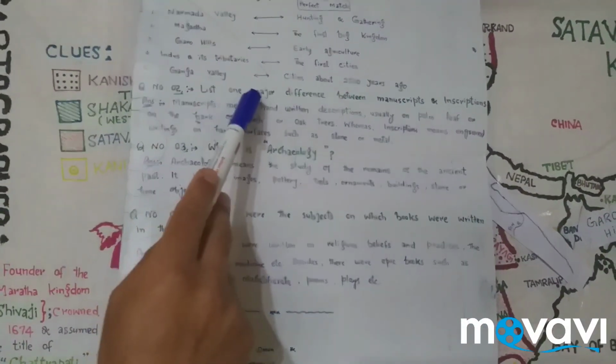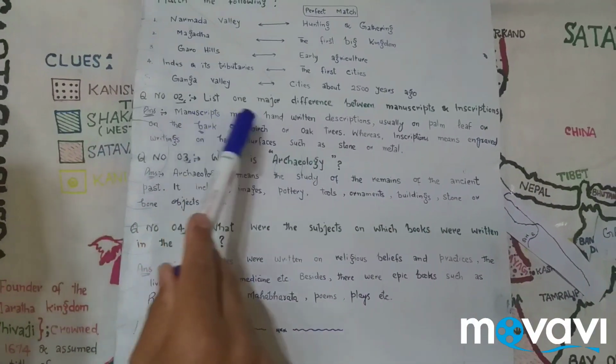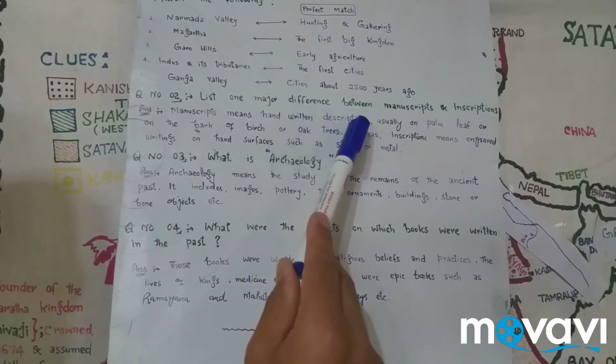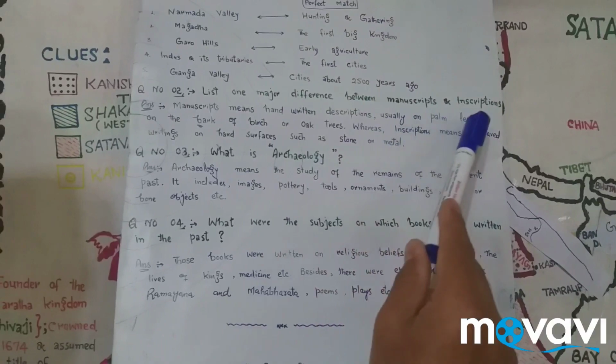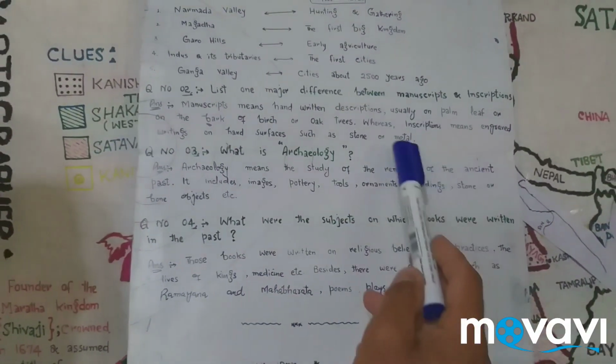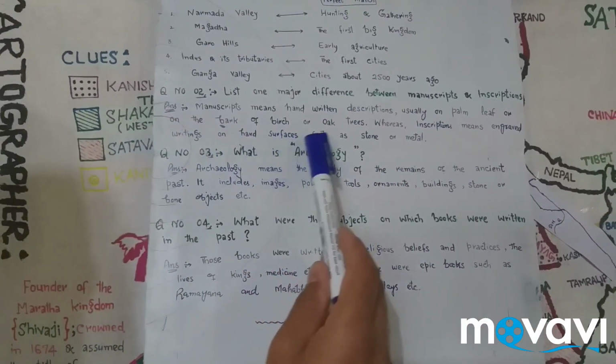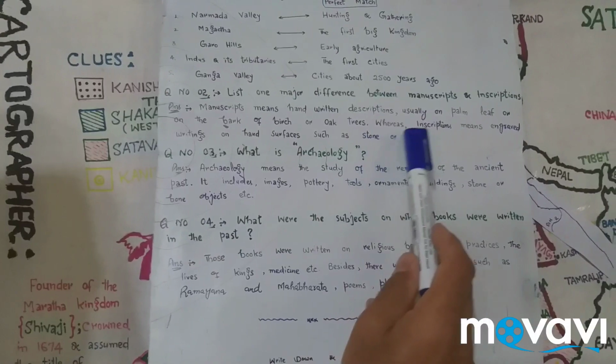Question number 2. List one major difference between manuscripts and inscriptions. Manuscripts means handwritten descriptions, usually on palm leaf or on the bark of birch or oak trees, whereas inscriptions means engraved writings on hard surfaces such as stone or metal.